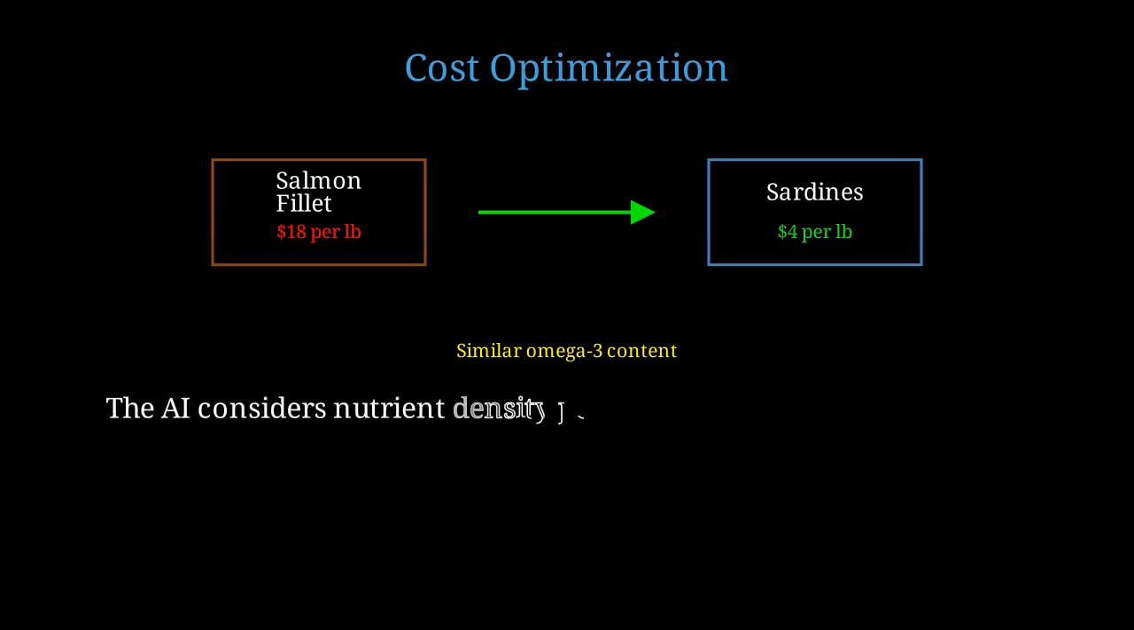The AI calculates nutrient density per dollar spent. This allows it to find the most cost-effective ingredients that still meet nutritional targets. The value metric is nutrition score divided by cost in dollars. The AI maximizes this value metric while maintaining taste quality.